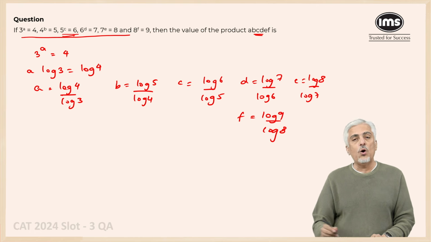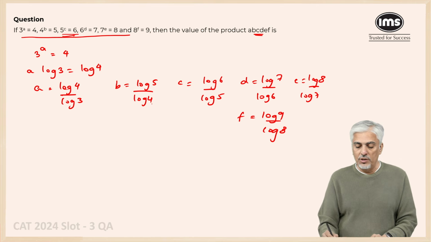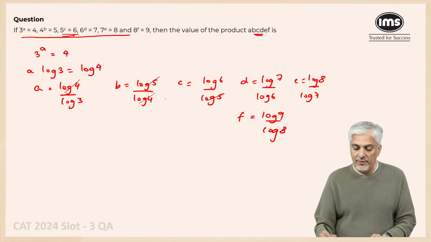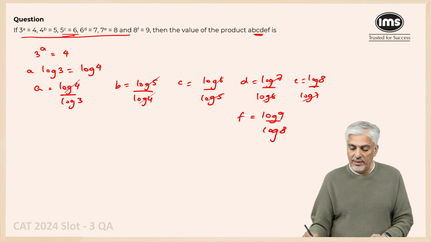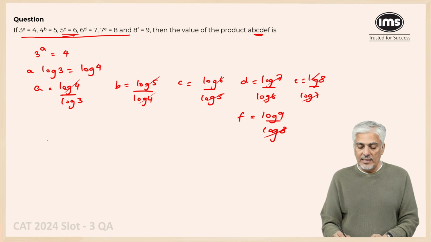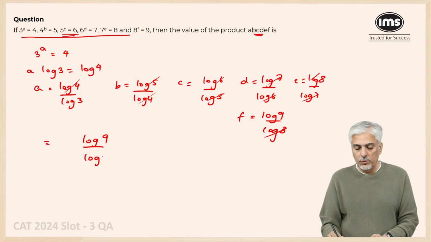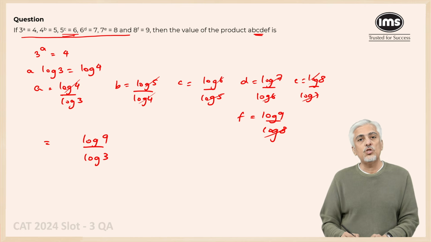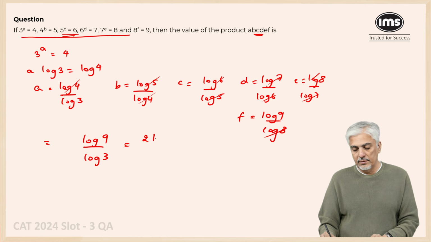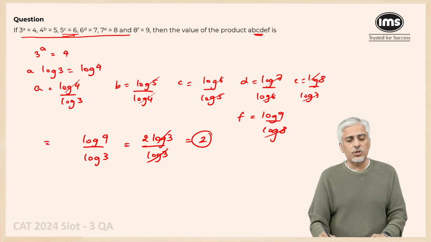So if you multiply all of them, things will keep cutting off. Log 4 will cut, log 5 will cut, log 6 will cut, log 7 will cut, log 8 will cut. And the product will come out to be only log 9 upon log 3. Log 9 is 2 log 3 upon log 3. Log 3 cut. Answer is 2.